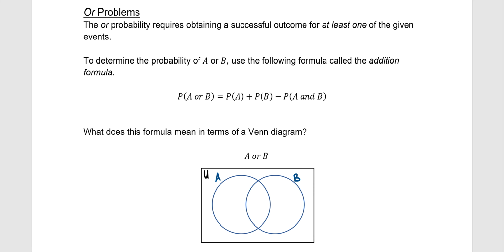So the or probability requires obtaining a successful outcome for at least one of the given events. So if you see the word or, it's going to mean the probability of at least one of the events. And the formula we use is called the addition formula. And it is the probability of A or B equals the probability of A plus the probability of B minus the probability of A and B occurring at the same time.